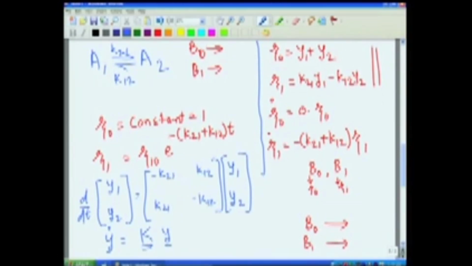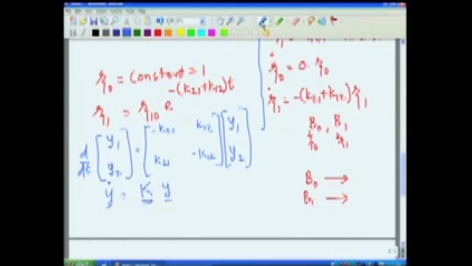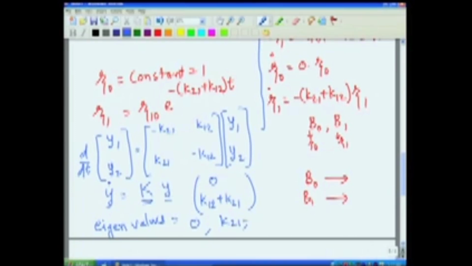Now, what is the link? Why are we doing this? We are doing this to find out how we get the rate constants, what are this 0, minus k 1 2, k 1 plus k 2 1? It turns out that the eigenvalues of this matrix K are nothing but 0 and k 1 2 plus k 2 1. So, eigenvalues: one is 0, the other one is k 2 1 plus k 1 2.